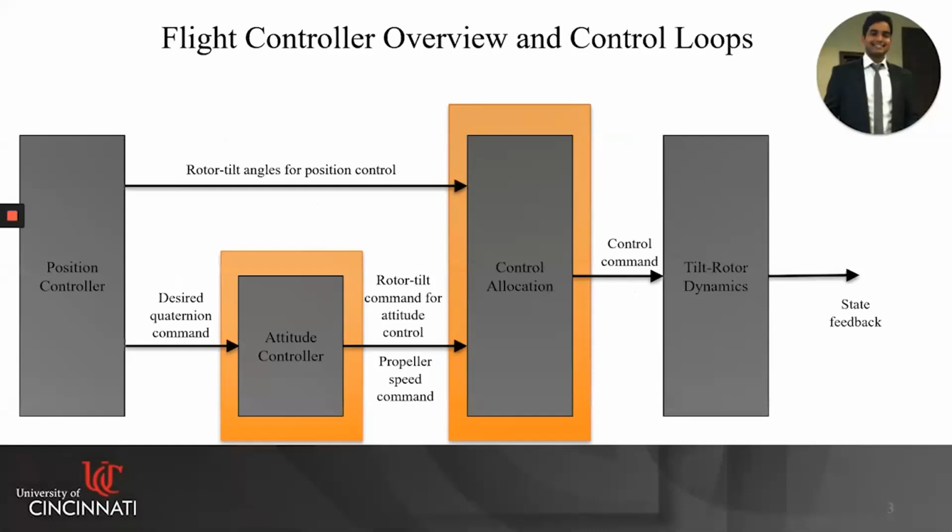The top-level overview of the flight controller is shown here, which includes the position controller, the attitude controller, and the control allocation for the system. Full-state feedback is utilized for closed-loop control. First, I'm going to talk about the attitude controller.